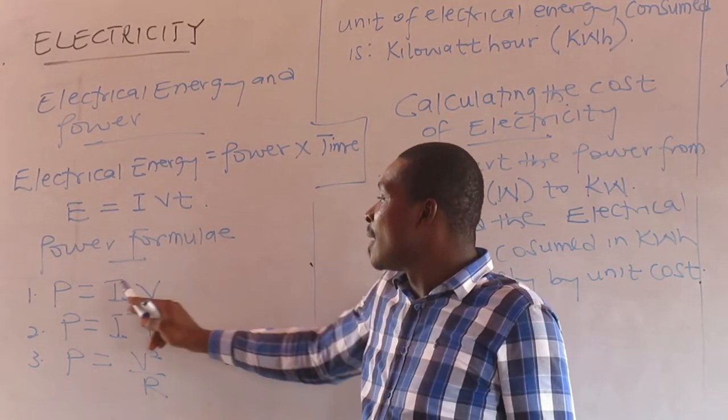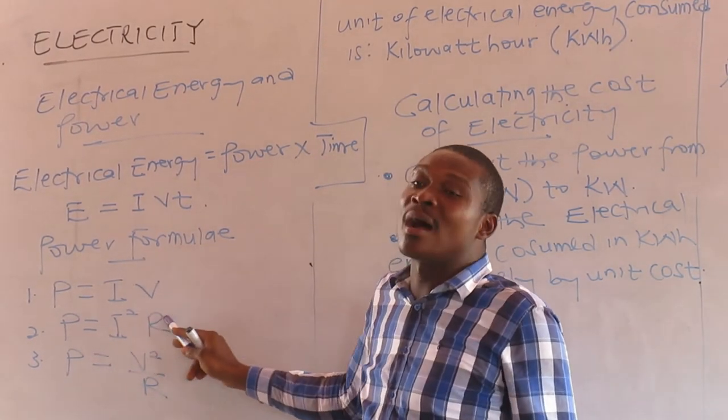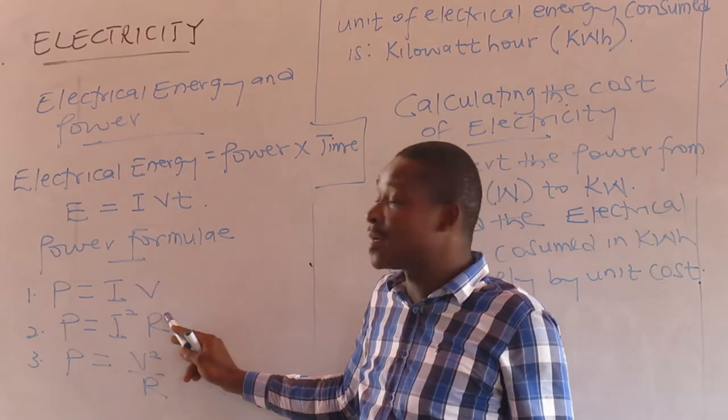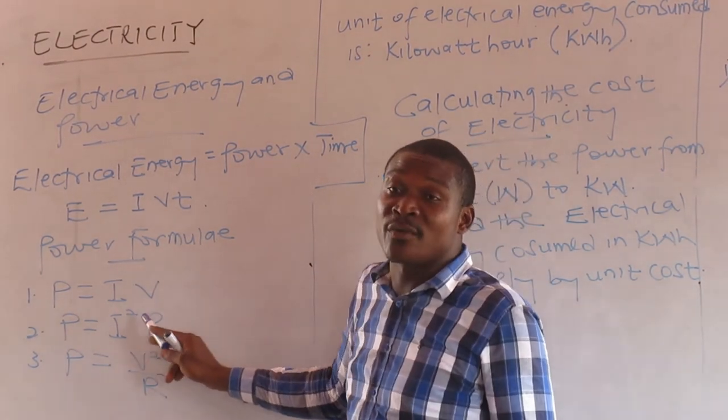Power formula: you can have power to be IV, current by voltage. Power can be I square R, square of the current by the resistor, or V square over R. So when do we use this? When you have current, resistor uses.